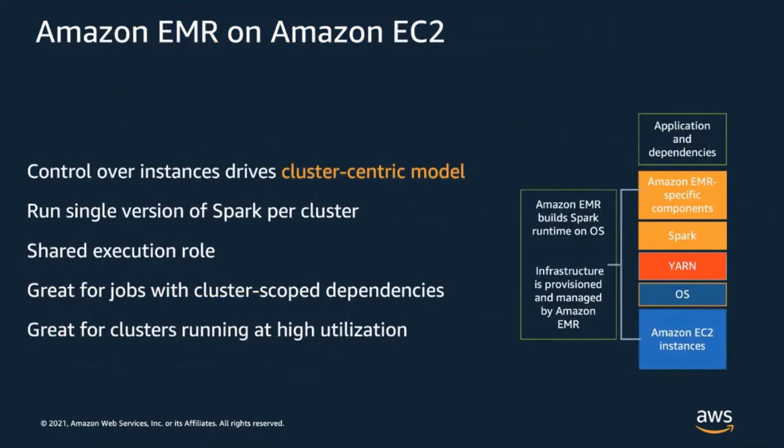So first, if you are running EMR on EC2, it's more of a cluster-centric model, right? So you run a single version of Spark per cluster. You have a shared execution role, which means every single job that runs on that cluster shares the same set of permissions. And what happens is, if you see on the right-hand side there, this is the stack of infrastructure that gets provisioned, right? So EMR takes the EC2 instances, provisions those, manages those with whatever OS you've chosen on those. Above that, there's Yarn. That's the resource scheduler for the different applications running on that cluster. There's Spark, and then the EMR specific components on top of Spark, and then finally your application and dependencies.